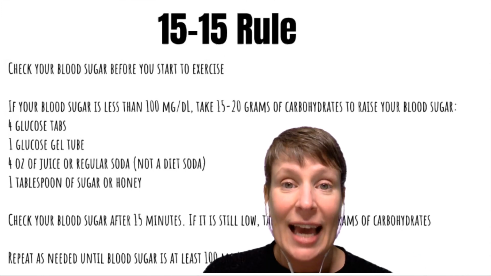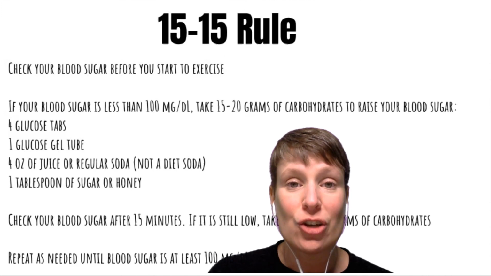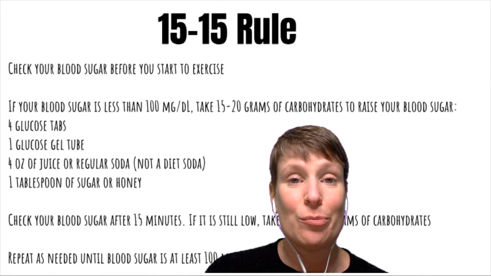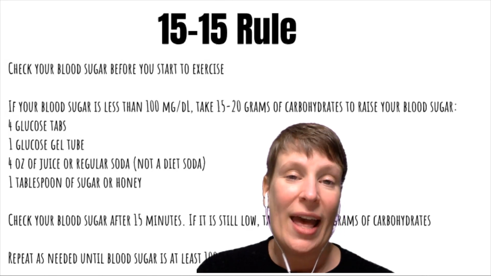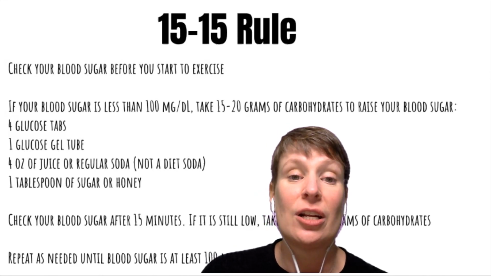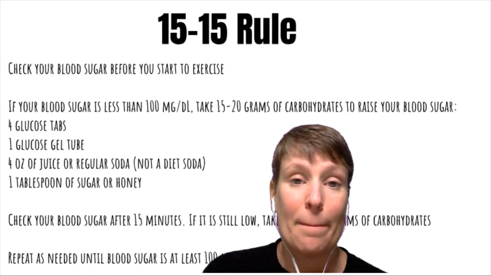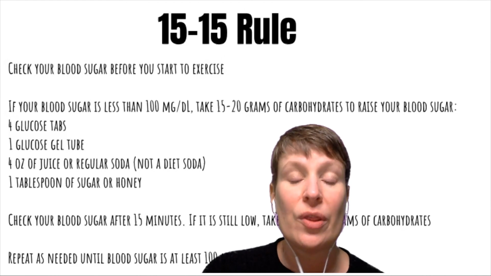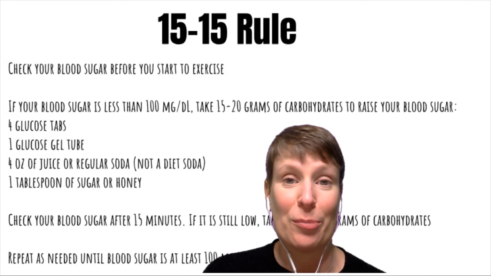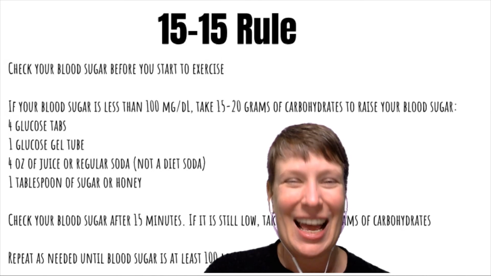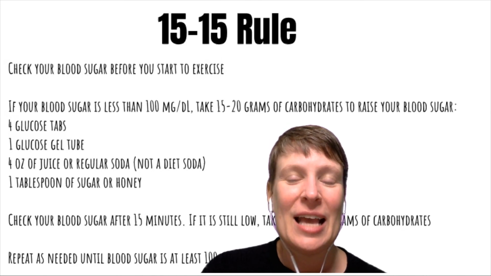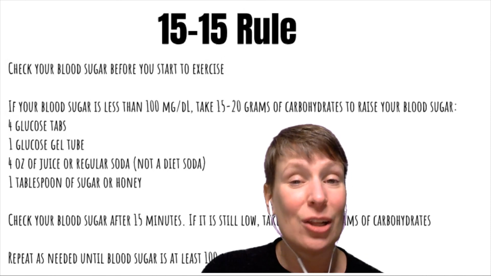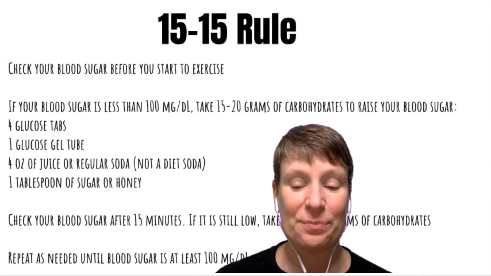So taking quick-acting carbohydrate and taking 15 grams, then waiting 15 minutes and checking again is the best and right process for when you are under 100 milligrams per deciliter at the beginning of your exercise or any point during your exercise. So those are really important facts to remember. Take just 15 grams and then wait 15 minutes and check again. And be sure that you're taking quick-acting carbohydrate, so things that do not include fiber, protein, or fat.